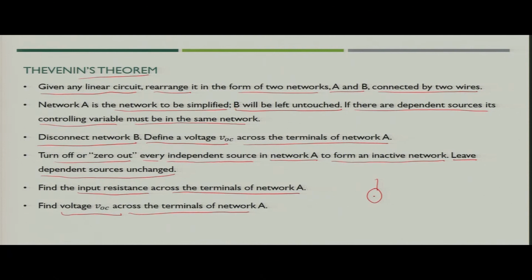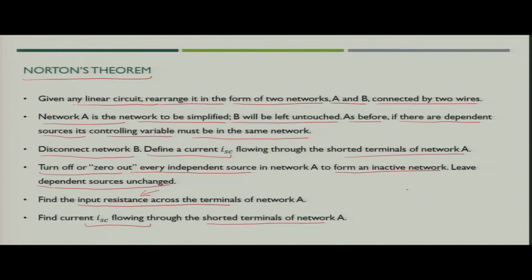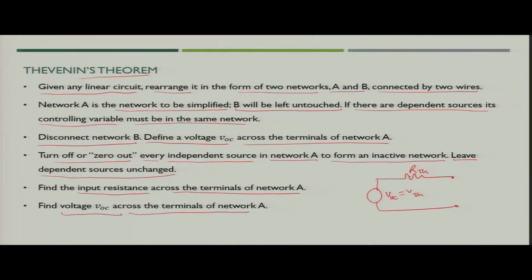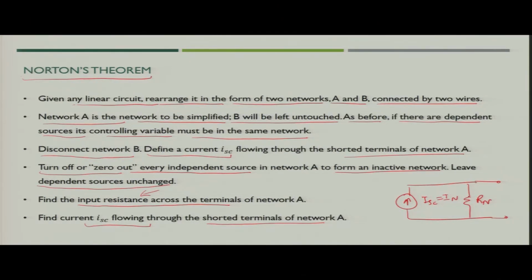So, here if you see the Thevenin equivalent, VOC is nothing but VTH in series with resistance RTH. So, this would be Thevenin's equivalent, while in case of Norton's, you will have a current, that is the short circuit current, or you can say it is Norton's current, and then in parallel you will have resistance RN, that is Norton's resistance, which would be found similarly to the analysis for RTH. So, in both cases, finding the resistance will be the same. The change would be in finding either the short circuit current or the open circuit voltage.